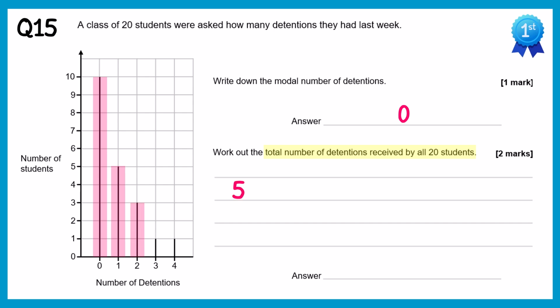For the next line here, we have 3 students that had 2 detentions each. 3 times 2 is 6, so that's 6 more detentions. For the next line, there's 1 student who has 3 detentions, so let's add 3 more. And the final line, 1 student had 4 detentions, so 4 more detentions. If you add up all of these, you get 18 detentions in total, which is the answer to the question.